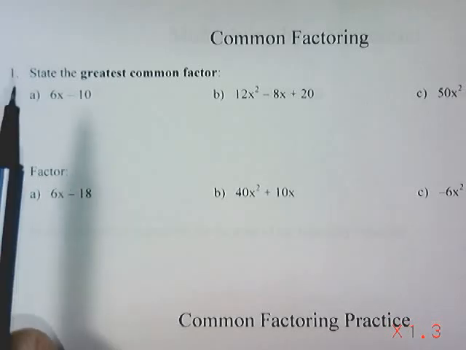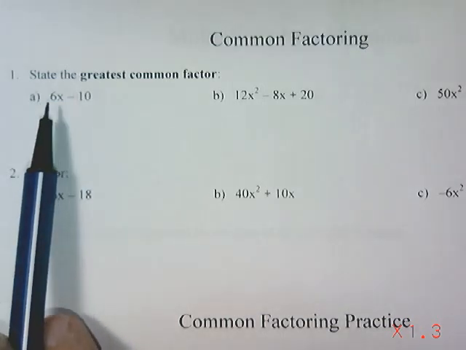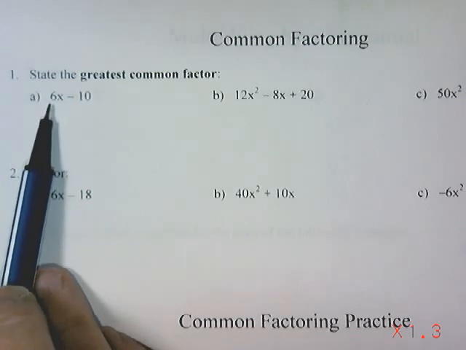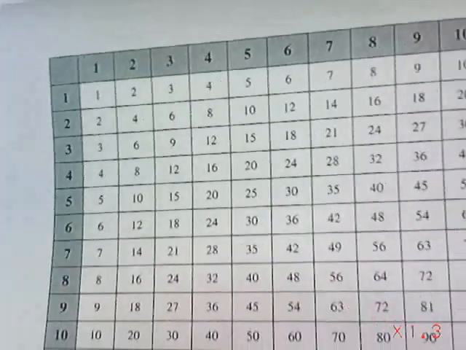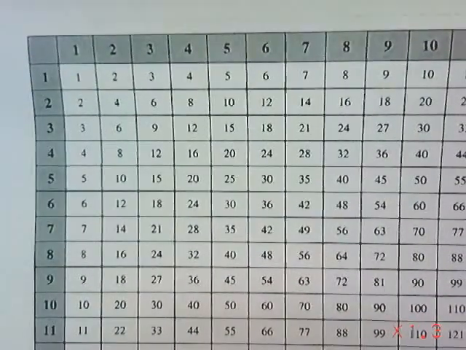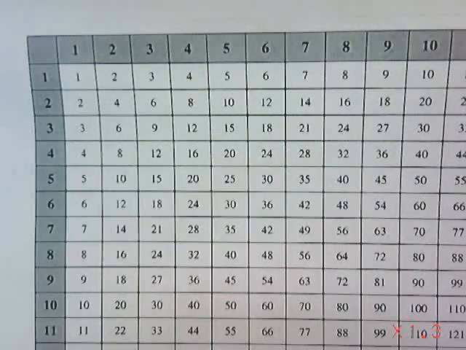So I'm going to look first at 6x and 10. So I have 6x minus 10. I want to see, is there a number that divides into both 6 and 10? And I don't want it to just be a number. I want it to be the largest number that divides into 6 and 10. So my recommendation, and maybe some of you already know, is to look at a multiplication grid. And we are looking for a row that has both 6 and 10 in it.